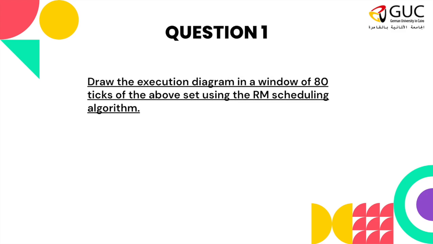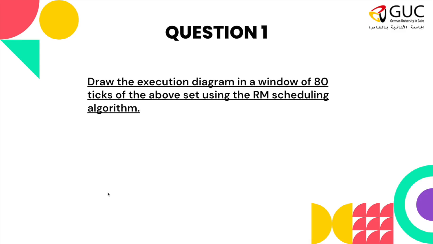Draw the execution diagram in a window of 80 clock ticks of the above set using the RM scheduling algorithm. So we actually want to draw a window of 80 clock ticks, and see the execution of the tasks and which task will be executed when. First of all, we need to assign priorities to the 3 tasks.